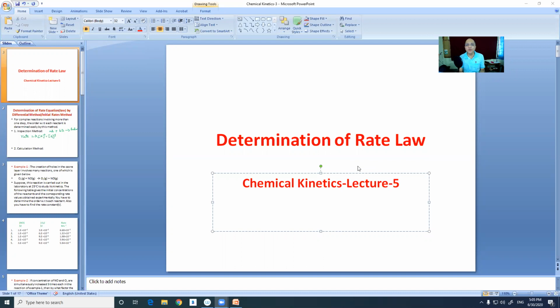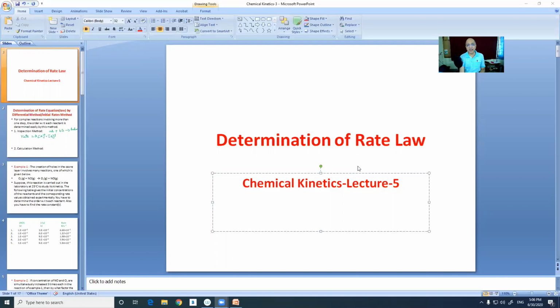Here we shall know how to determine the rate law from simple experimental data. We will be solving a lot of problems today, numericals, and through numericals we shall know how to find out the rate law, the order with respect to a particular reactant. If there are more than one reactant, then order with respect to this, order with respect to that.